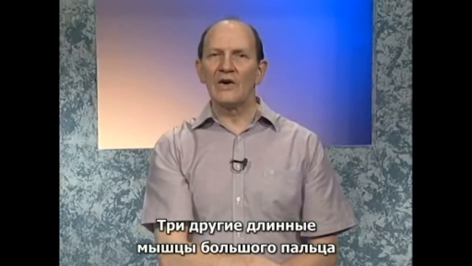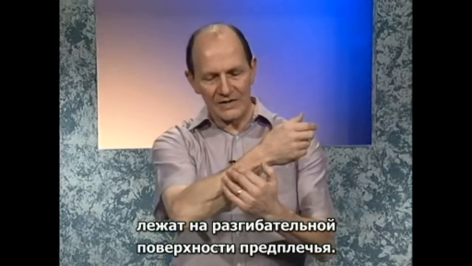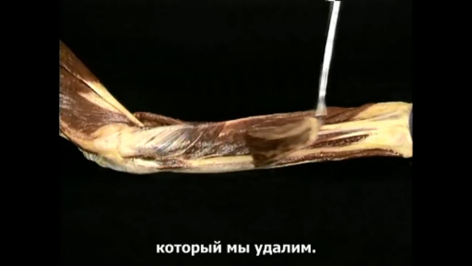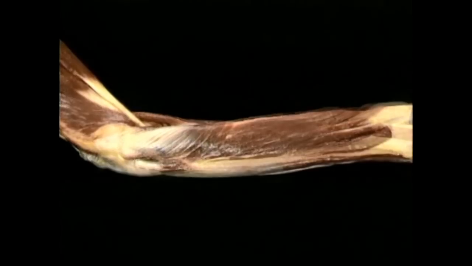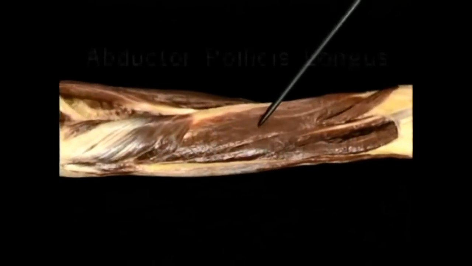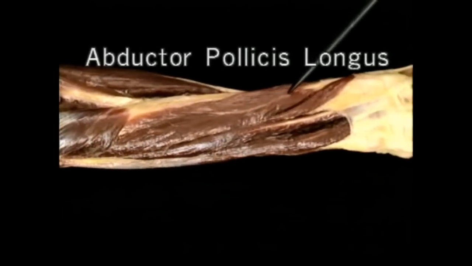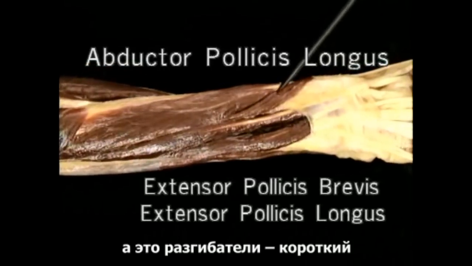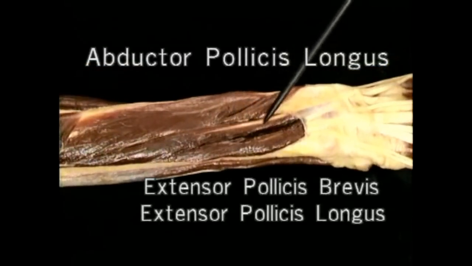The other three long thumb muscles lie on the extensor aspect of the forearm. They lie deep to extensor digitorum, which we'll remove. This is the long abductor, abductor pollicis longus, and these are the extensors, extensor pollicis brevis and longus.